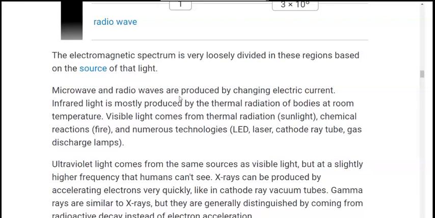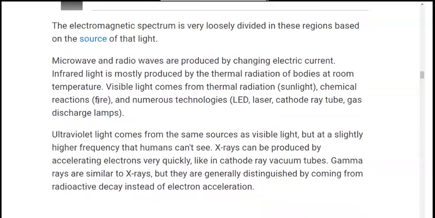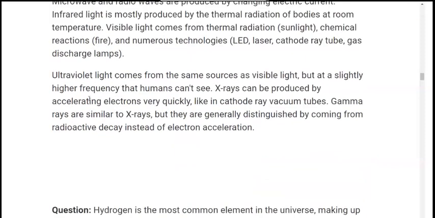Microwave and radio wave are produced by changing electric current. On the other hand, infrared light is mostly produced by the thermal radiation of bodies at room temperature, and visible light comes from the thermal radiation, chemical reactions, and numerous technologies like LED, laser, cathode ray tube, gas discharge lamps, etc. Ultraviolet light comes from the same source as visible light, but at a slightly higher frequency.